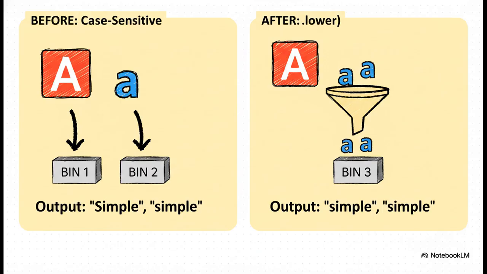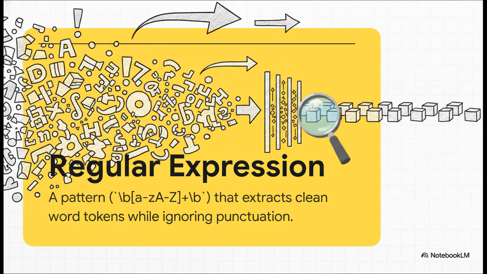So why does that matter? Well, Python is case sensitive. Without this step, it would see Simple with a capital S and simple with a lowercase s as two totally different words. And that would, of course, make our final counts completely wrong. And second, it uses something called a regular expression to pull out only the words, and to do it with real precision. This pattern is looking for a sequence of letters, and it's anchored by what's called a word boundary.